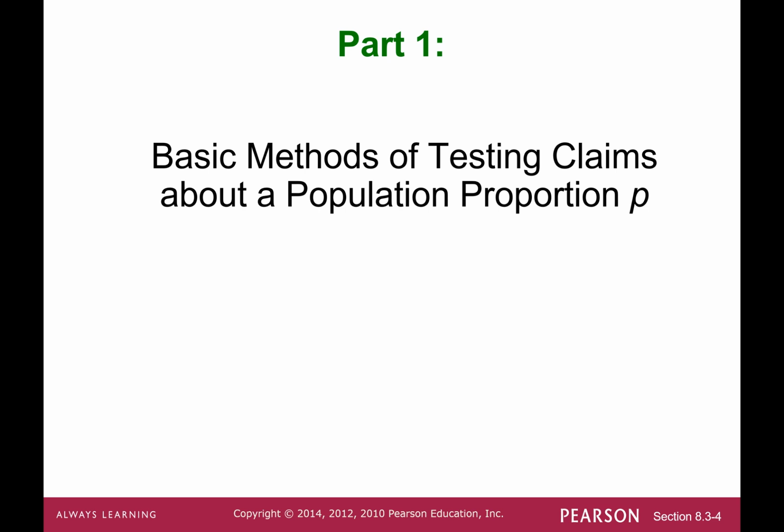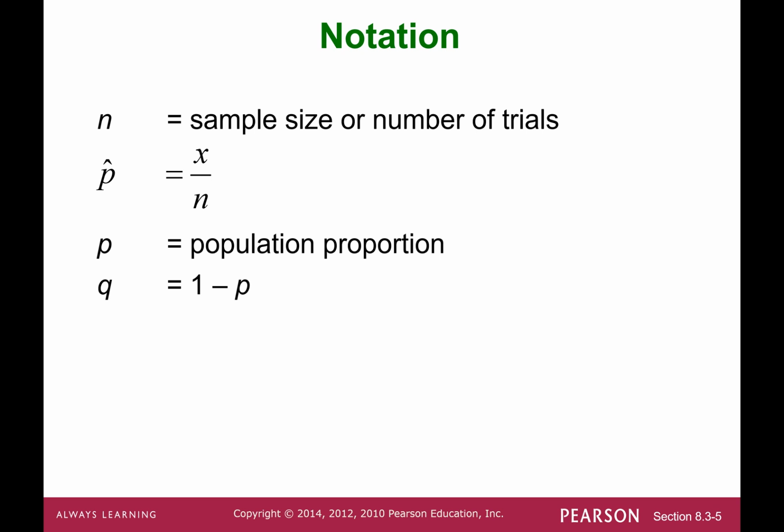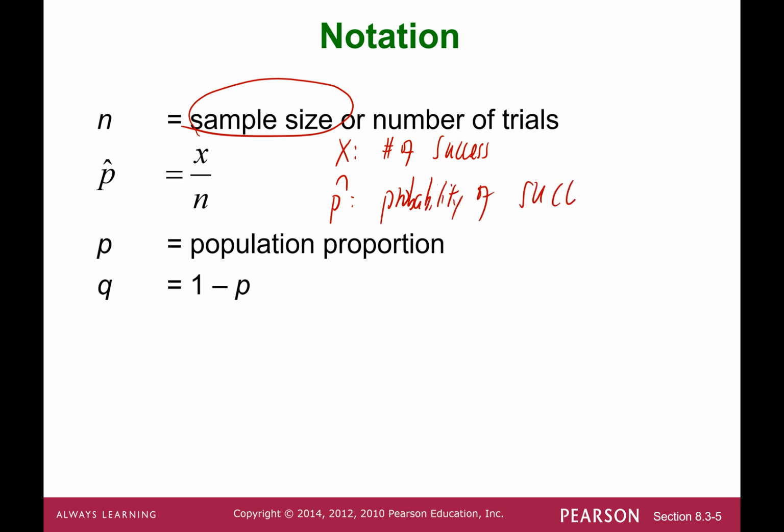First of all, let's take the basic method of testing claims about population proportion P. So look at the notation. N represents sample size, the number of trials. X represents the number of successes. P hat is the sample proportion. Capital letter P is the population proportion. Q is the complement of the population proportion, which is 1 minus P.